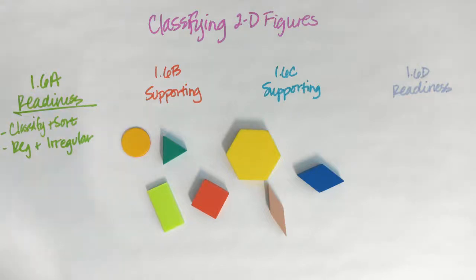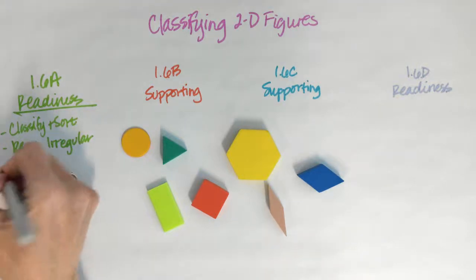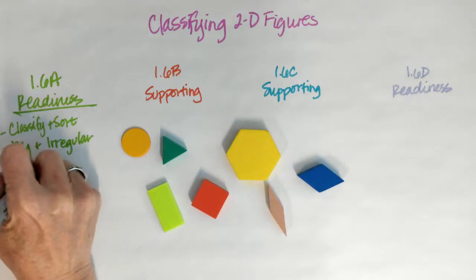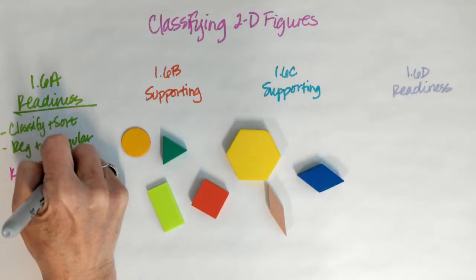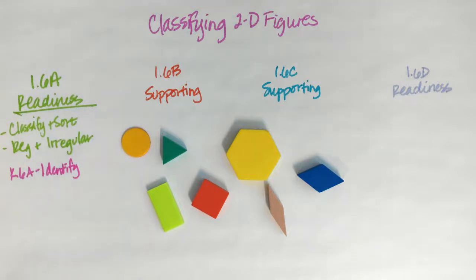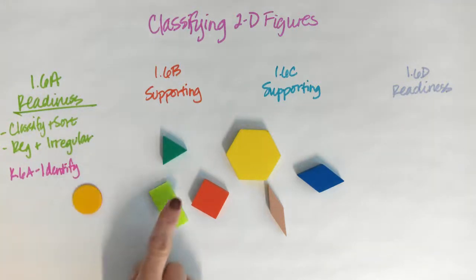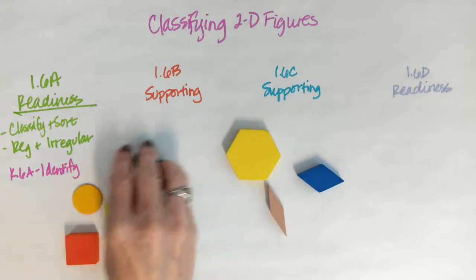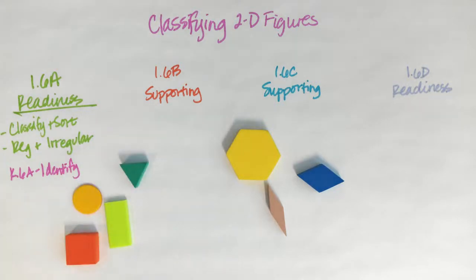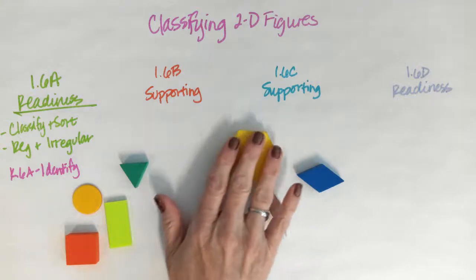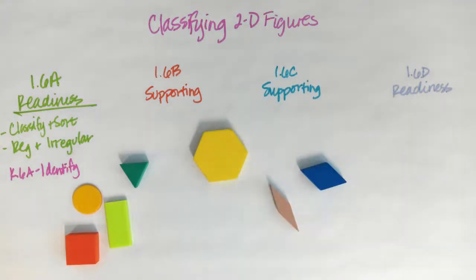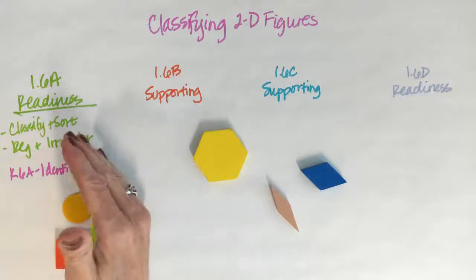So let's talk about what students learn about in kindergarten. In kindergarten, there are a couple of standards that support this particular first grade TEK. K6A is the first one. K6A is their Identify TEK, just like you have an Identify TEK. Their Identify TEK requires circle, rectangle, square, and triangle. That's all. In first grade, we add hexagon and we add rhombus. So they've identified these before.